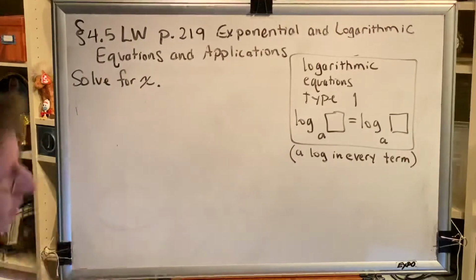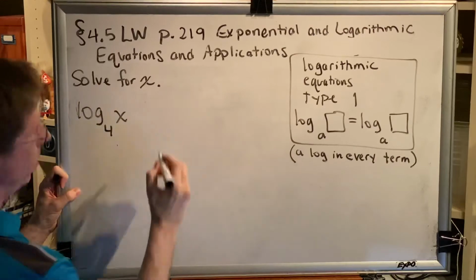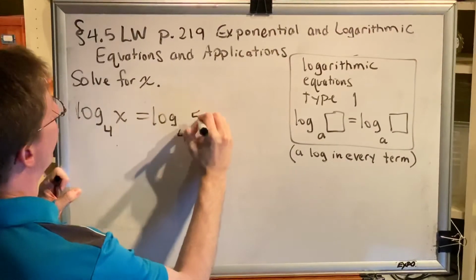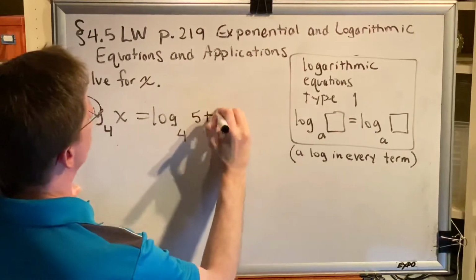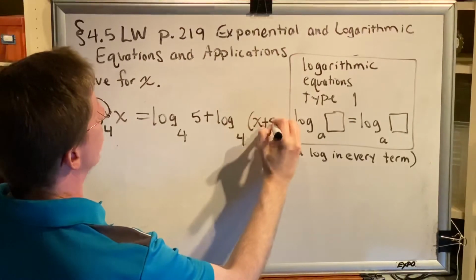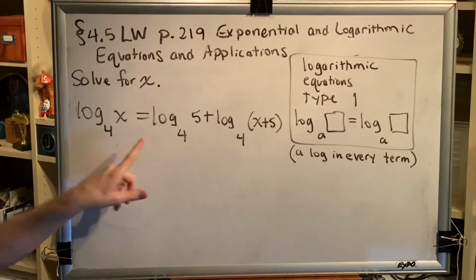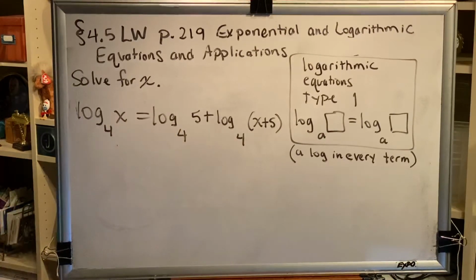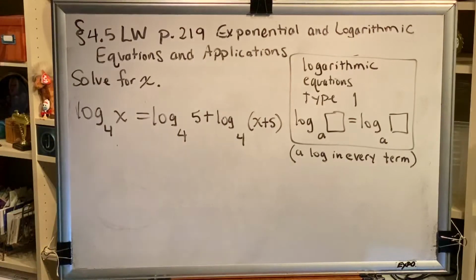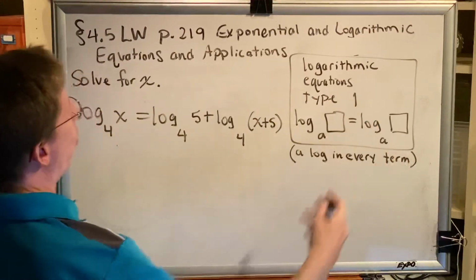Our next problem says this: log base 4 of x equals log base 4 of 5 plus log base 4 of the sum x plus 5. All right, so this is type 1. There are 3 terms, and every term is a log with the same base, base 4. So our job is to make it so that instead of 3 logs, we have just 2. One on the left side, one on the right side.